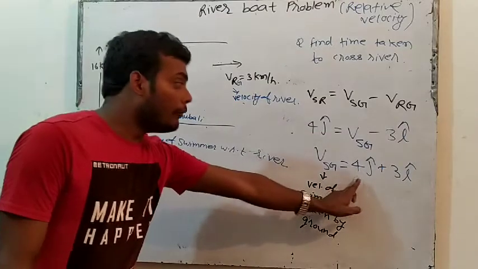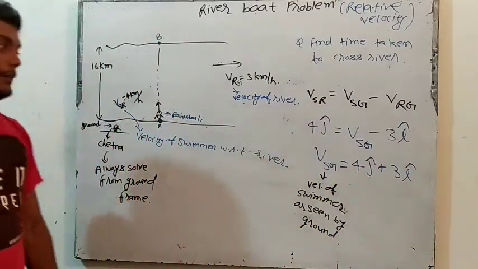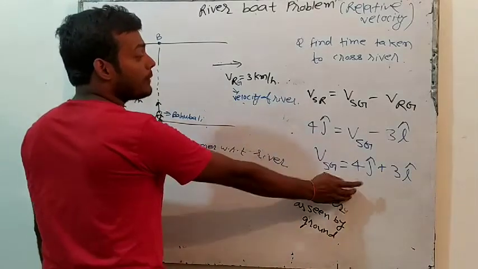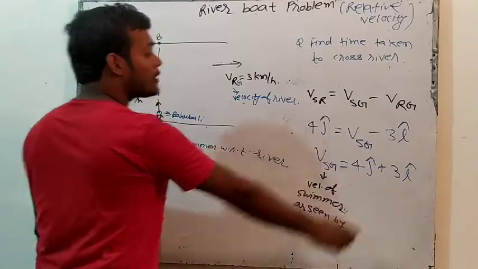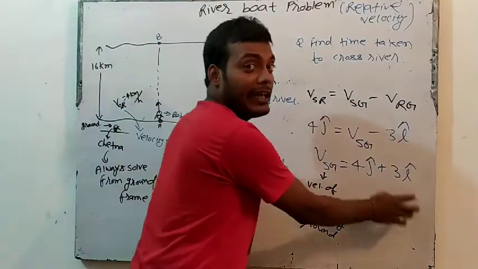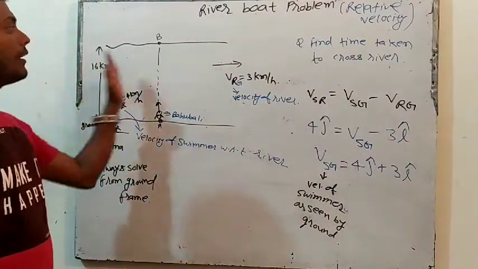4j कैप. 4j कैप में तो जा रहा है, मतलब वाई डायरेक्शन में कितना वेलोसिटी से जा रहा है? बाहुबली इज गोइंग विद ए वेलोसिटी ऑफ 4 किलोमीटर पर आवर इन प्लस वाई डायरेक्शन. What Chetna will say that Bahubali is going with a speed of 4 km per hour in plus y direction as well as Bahubali is going with 3 km per hour in plus x direction. Why? Because river will also support.